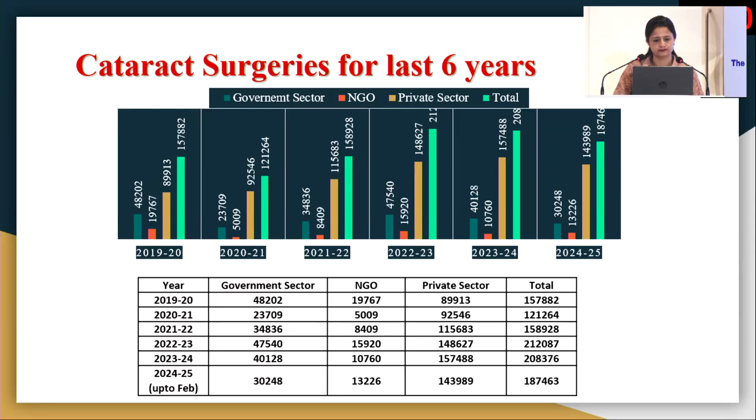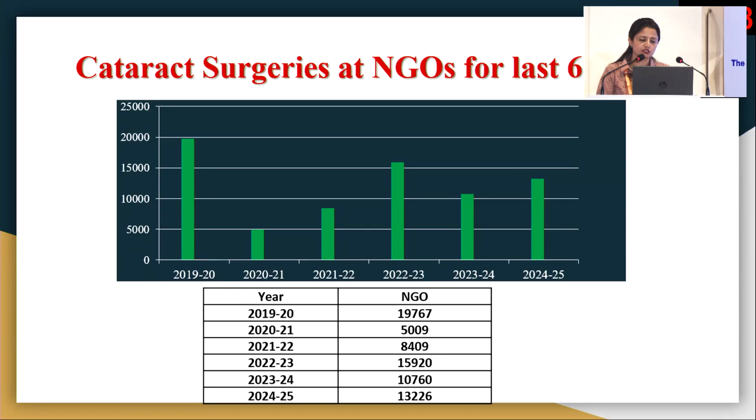1,87,463 surgeries. Now, the NGOs play a very important role, and under NPCB and our state government, they clear the funds of these NGOs as soon as possible, and they have been encouraged. So, in the year 24-25, 13,226 surgeries were done by NGOs in the state of Haryana.